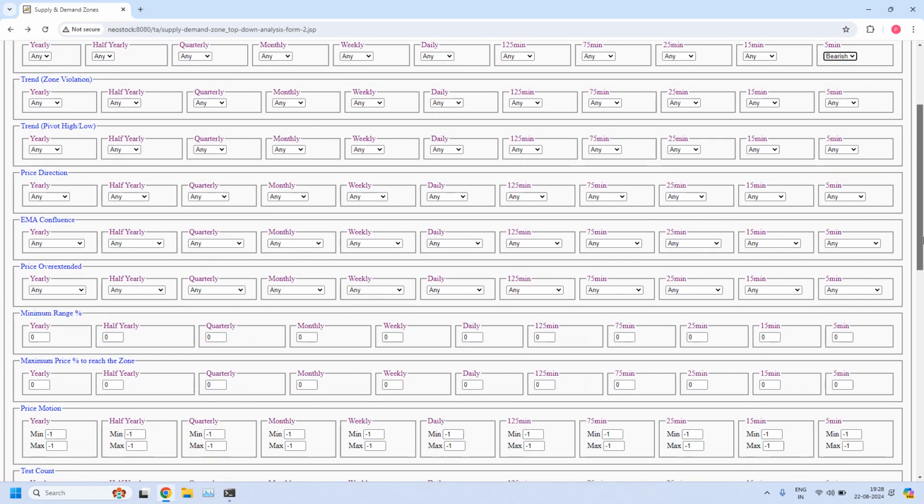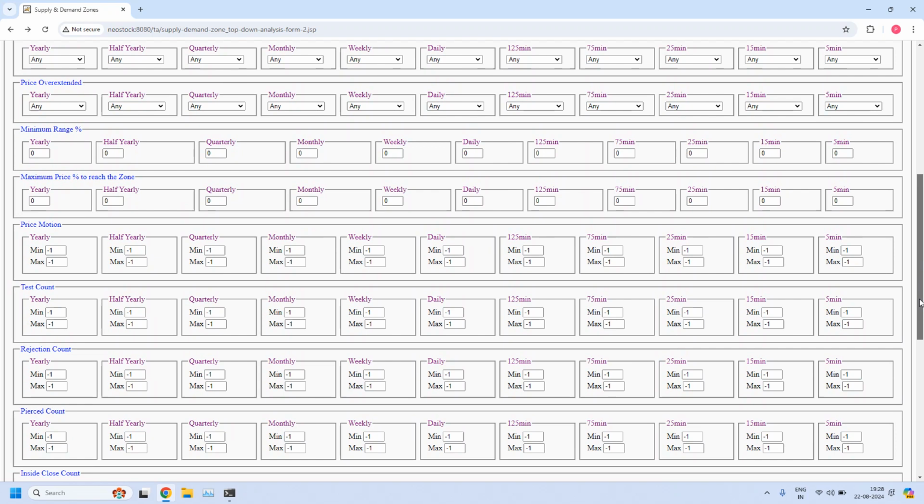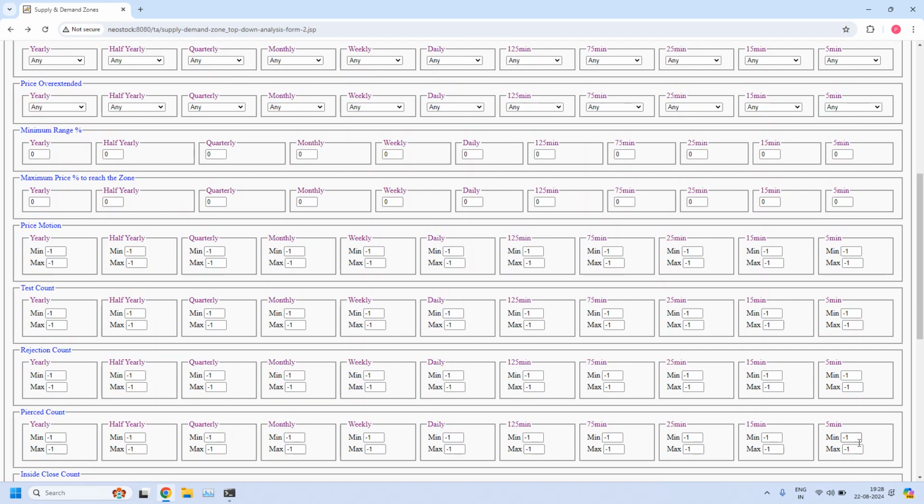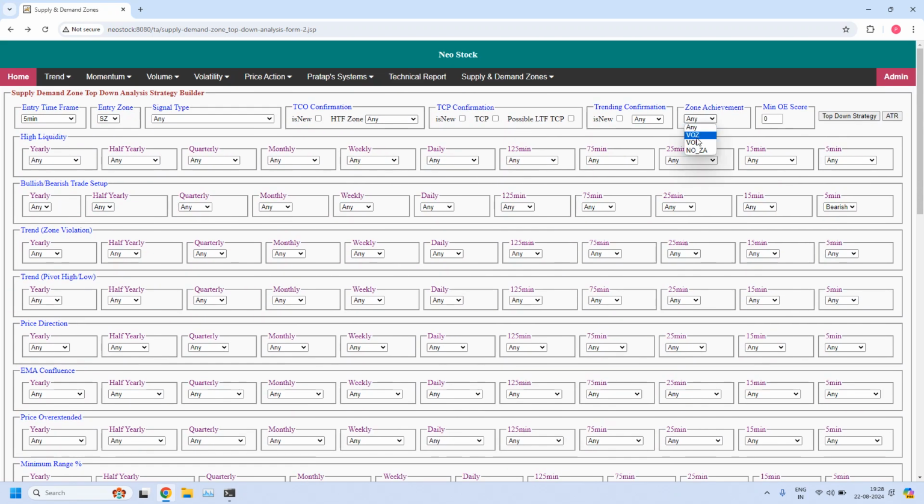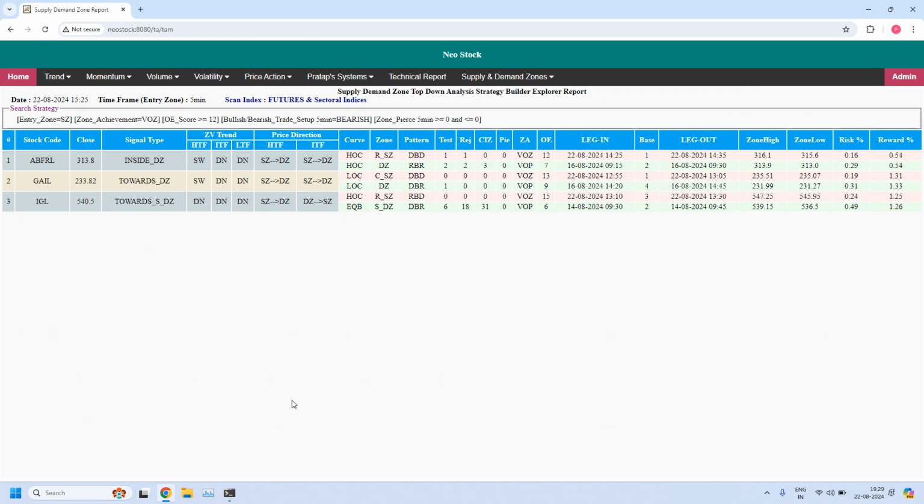The 5-minute supply zone should not be pierced. So in the pierced count, in the 5 minutes time frame, I am setting minimum value 0, maximum value 0, and the zone achievement is violated opposing zone, and the minimum order enhancer score is 12. All the 3 filters are applied to 5-minute supply zone. Let's filter the stocks. So only 3 stocks are filtered, currently supporting bearish trade setup for hourly income trade.